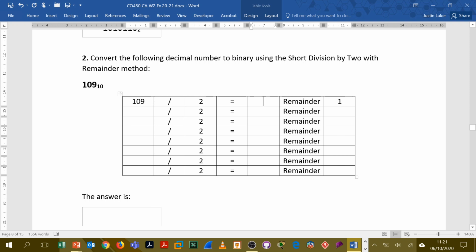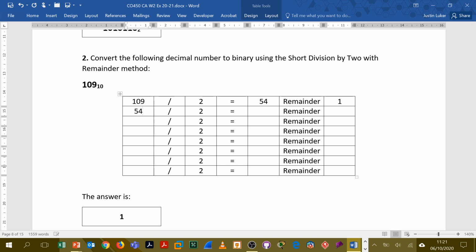So in this case, it would be 54, remainder 1. So for two 54s, it gives us 108 plus 1, 109. So it's 54, remainder 1. And that one bit we can put just like that, and bring that one down.